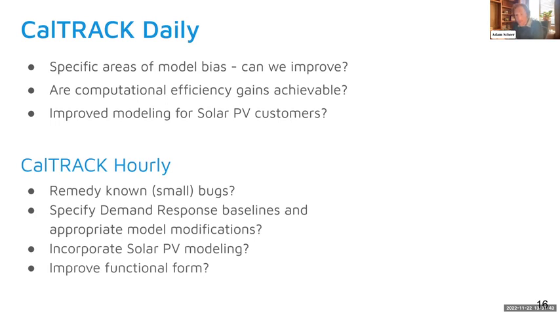Improving the functional form of the CalTrack hourly model. I think we'd like to dive back in and understand things like overfitting. We'd like to understand things like the linear nature of the temperature bins. What can or should we do with respect to the functional form of the model? And then developing specifications for additional use cases.